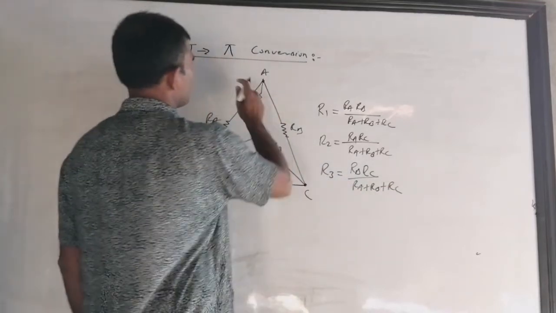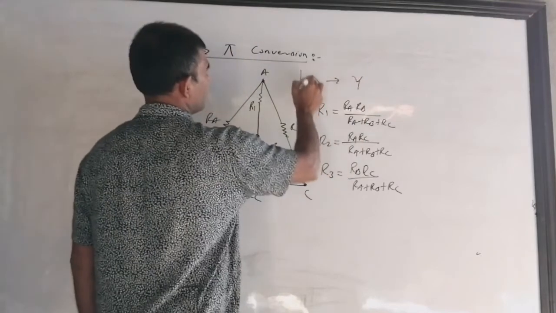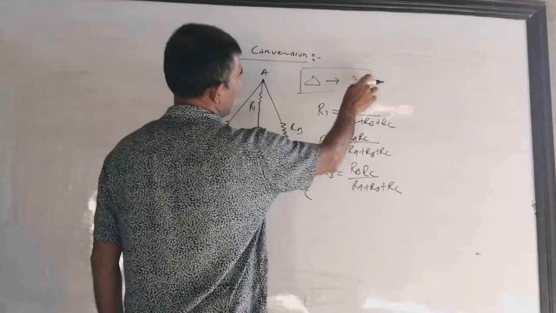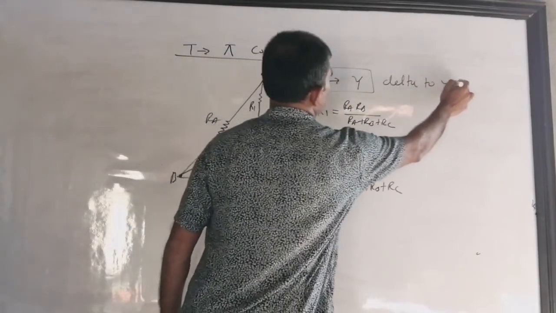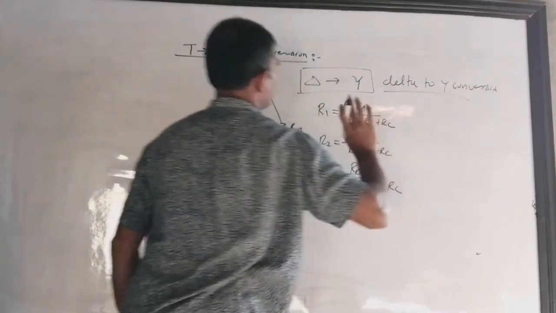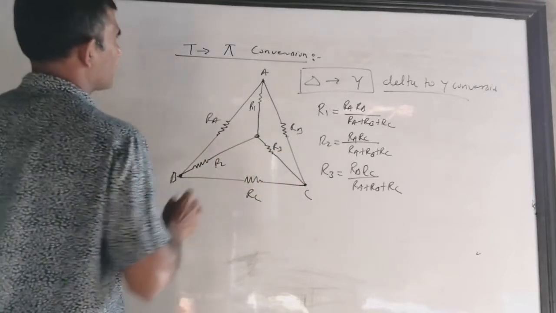This time we are converting this triangle shape into the Y shape. We may call this delta to Y. Some people say delta to Y conversion. So you know this technique. Okay, are you clear with this? I'll give more examples at that time.